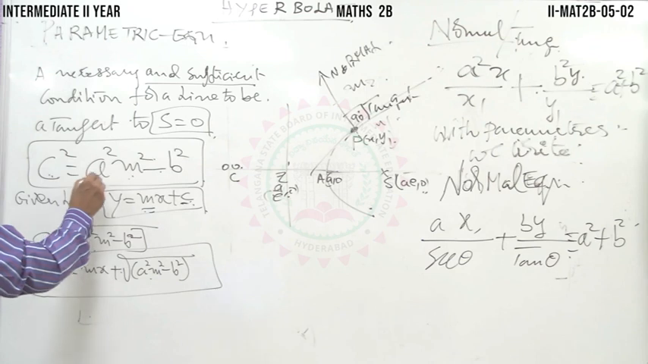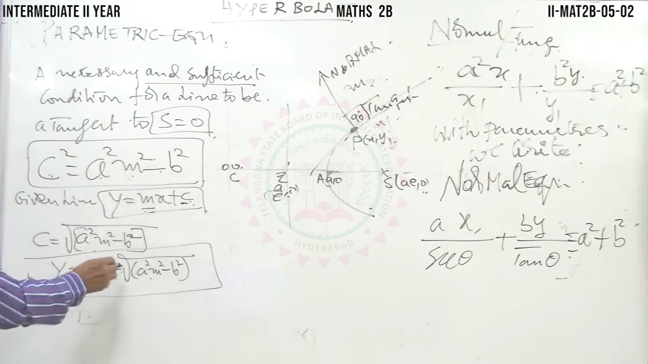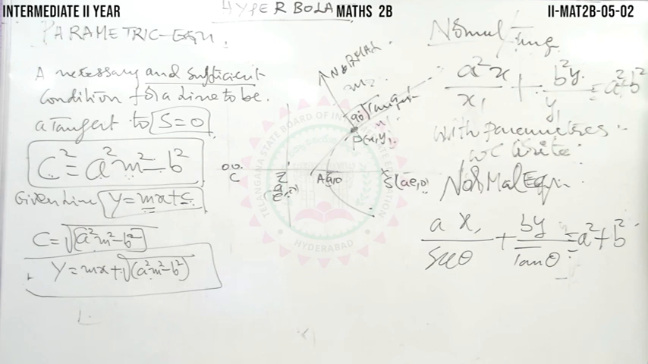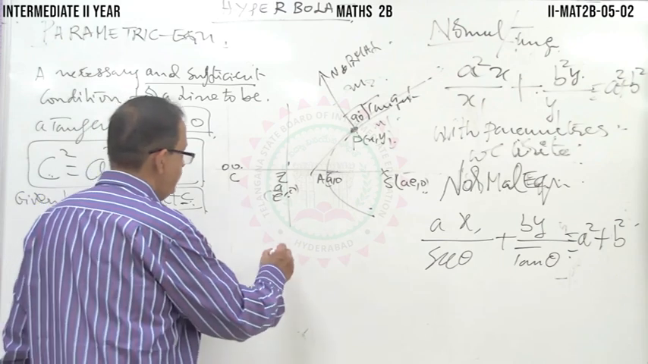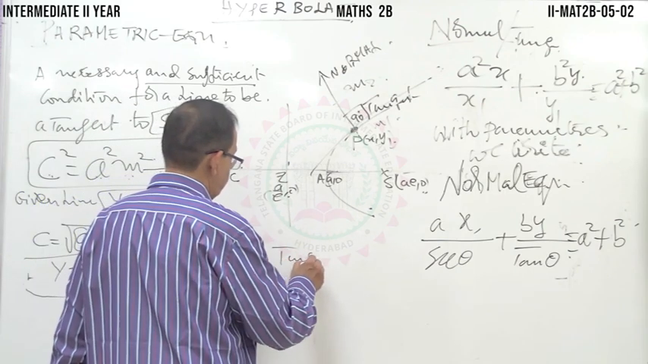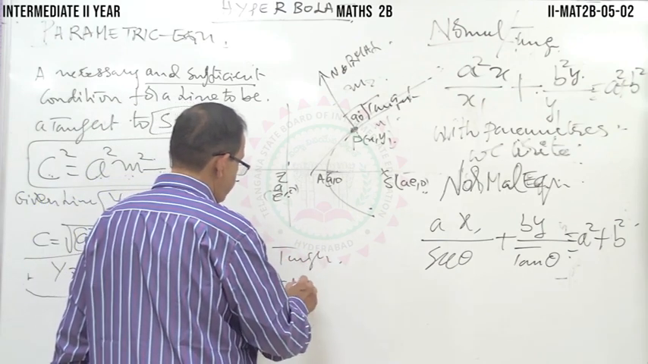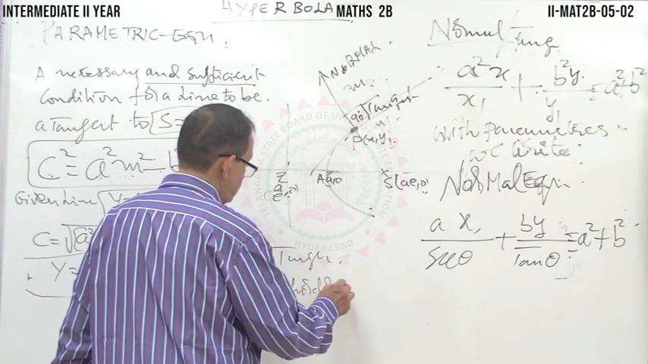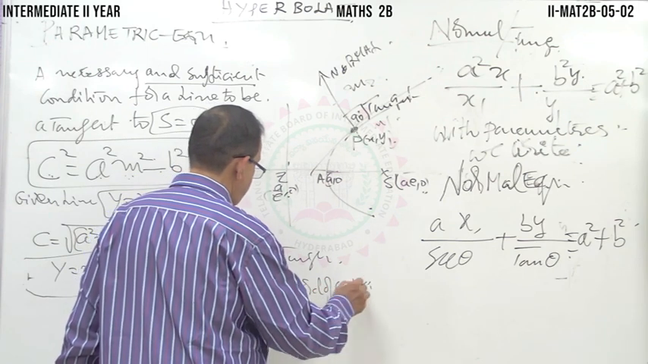c square is a square m square minus b square, and we represent the c value in the given straight line equation. Once we see into this part, we have the plane of the hyperbola S is equal to 0, the polar of P. As I have told you, the tangent equation we have seen, the chord of contact we have seen, and now the polar.